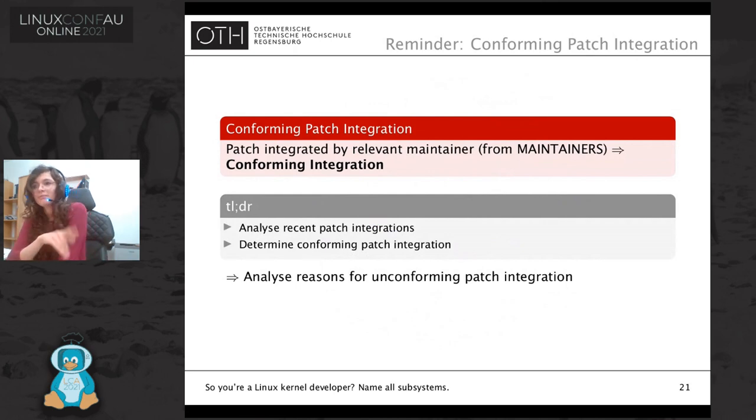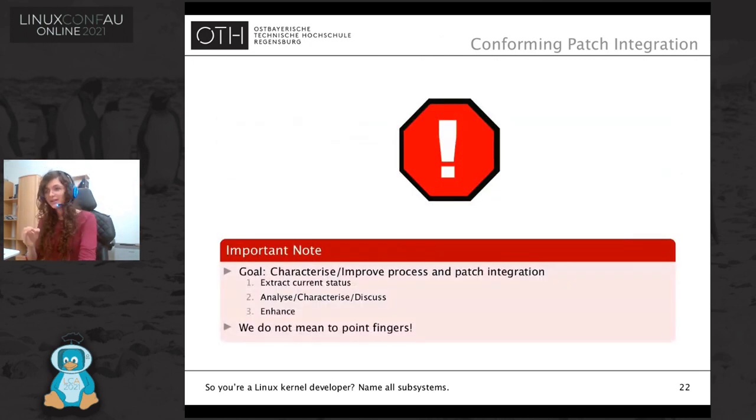And do remember when I told you to keep in mind that I was analyzing and working on conforming patch integrations. So just a quick reminder, was a patch integrated by a relevant maintainer according to the MAINTAINERS file or the get_maintainer.pl script? If yes, this is a conforming integration. And I'm not going to go into much detail here because that's not the topic of this talk, but the basic idea is to analyze recent patch integrations and determine if they were done conformingly or not. And also, not just that, but we want to really have a look at any reasons for why patches might have been integrated unconformingly. And a very, very, very important disclaimer at this point in time.